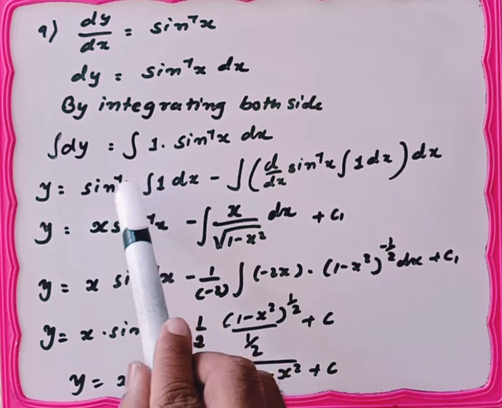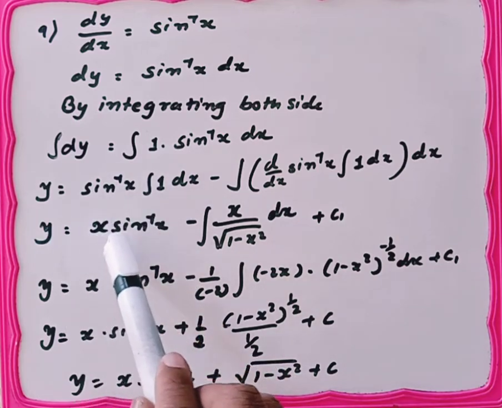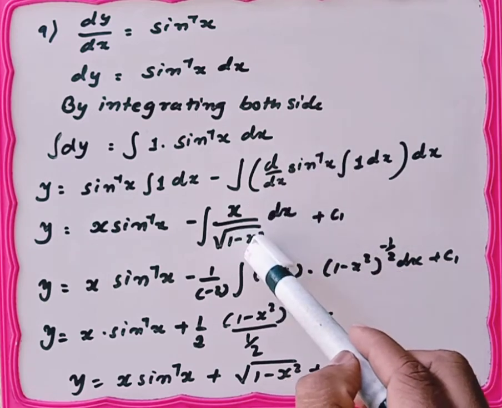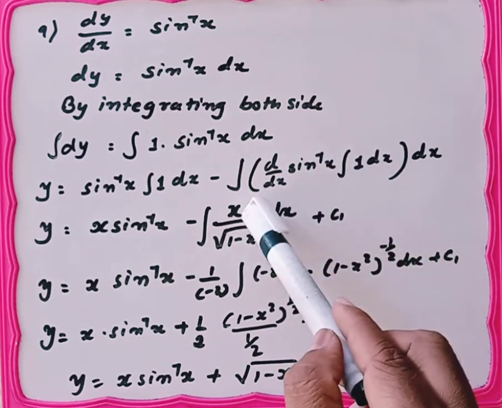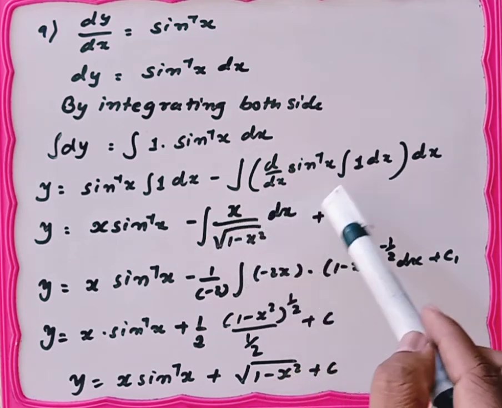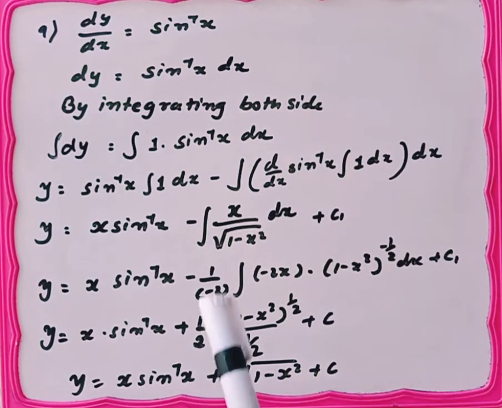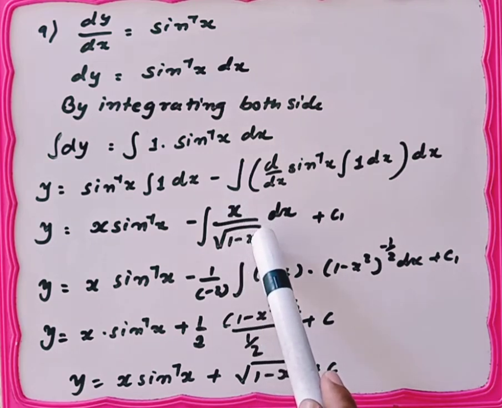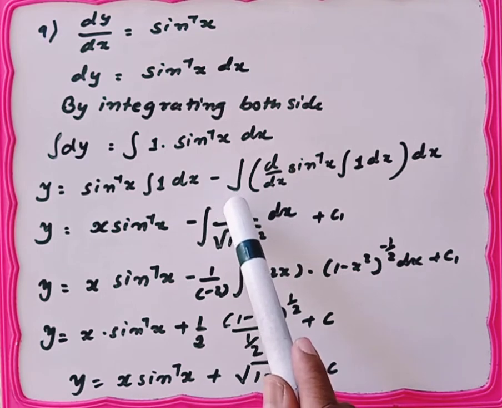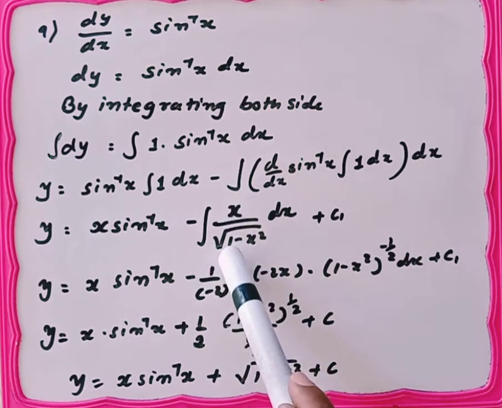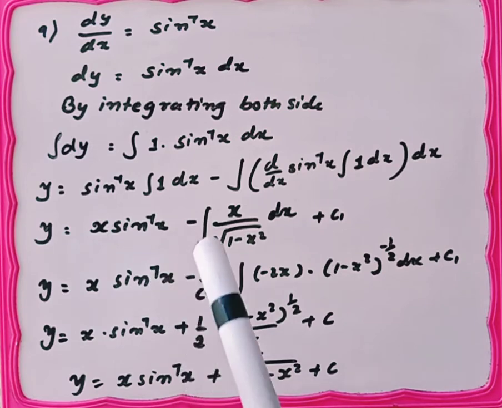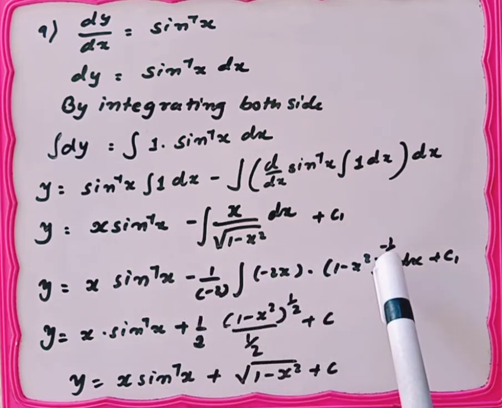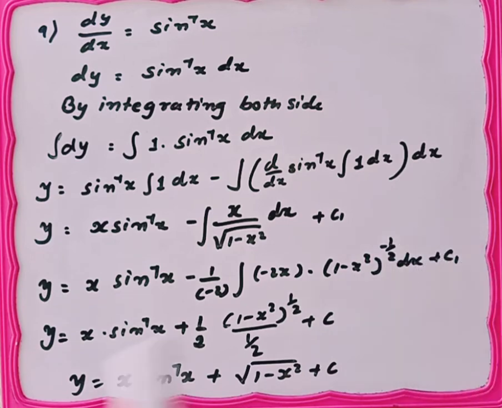So y equals x sin inverse x minus integration of the derivative of sin inverse x, 1 by under root 1 minus x square, and the integration of 1 is x, so x by under root 1 minus x square dx plus c1. Now to integrate this, we know that the derivative of 1 minus x square is minus 2x, so to make minus 2x, here we multiply and divide by minus 2. Then y equals x sin inverse x minus 1 upon minus 2 integration of minus 2x into 1 minus x square raised to minus 1 by 2 dx plus c1.